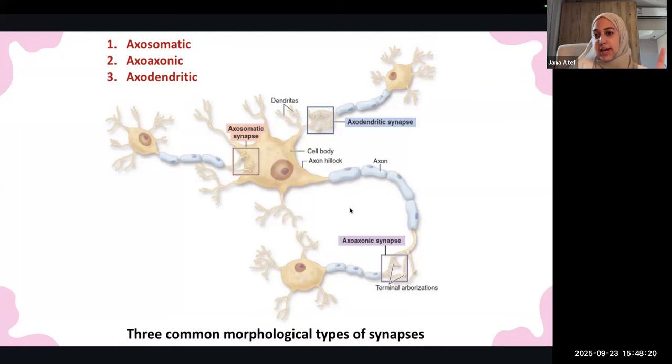So again, it connects in three ways to an axon. We said axon to axon. How is it going to connect? Either to dendrites, axodendritic, or to the soma, axosomatic, or axon to axon, which is axoaxonic. There's a lot of axons, okay? It was in the slide, so I wanted to include it, but it's not that high yield, honestly.